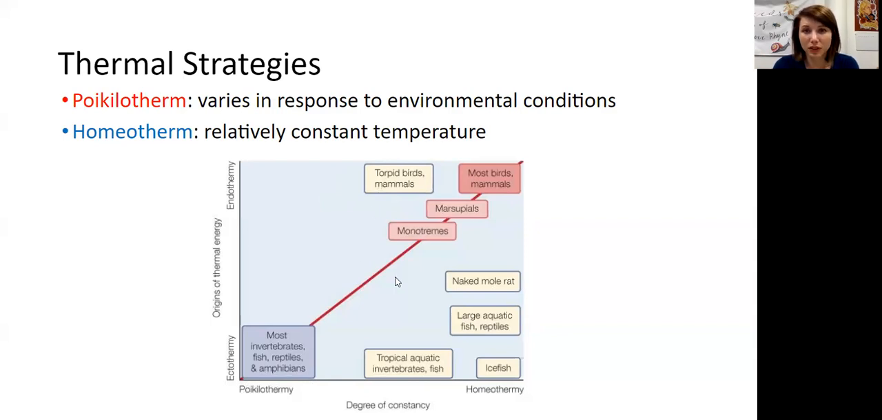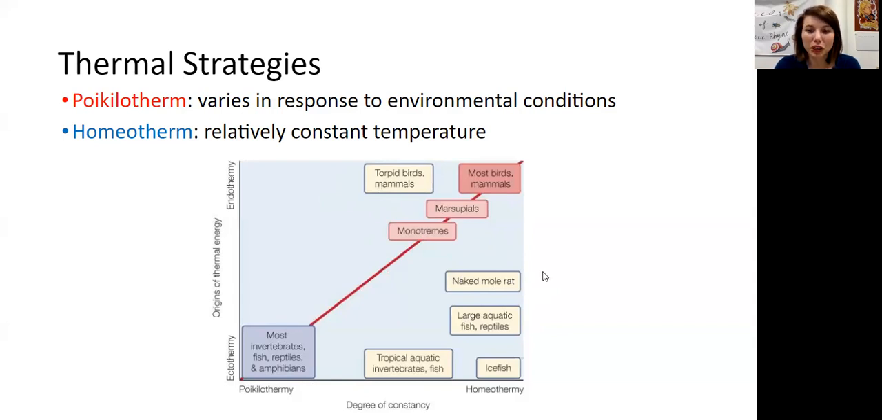Then we have some really bizarre animals here, like our naked mole rat. Naked mole rats are very, very weird mammals. They have a lot of characteristics that actually make them more reptilian than mammal, but they're bizarre. So they're falling outside the continuum.